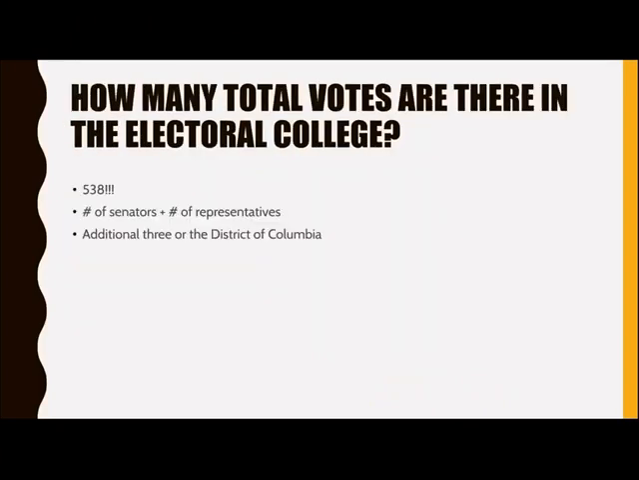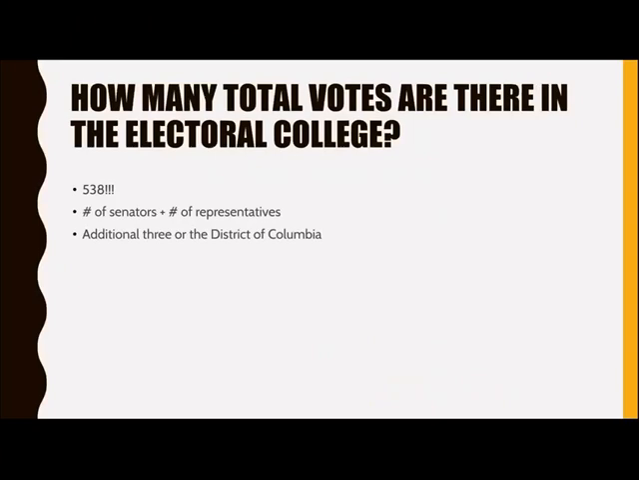How many total votes are there? There's 538 because it's the total number of senators plus the total number of representatives for each state. So in Illinois, we have 18 congressional districts for the House of Representatives, and we have 2 senators. So therefore, we have 20 votes altogether.